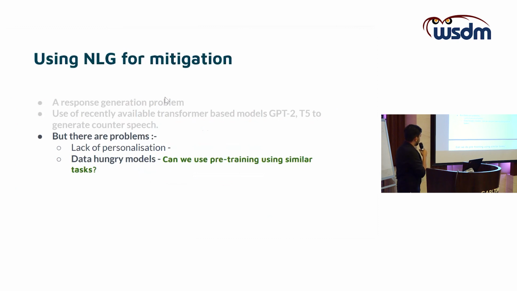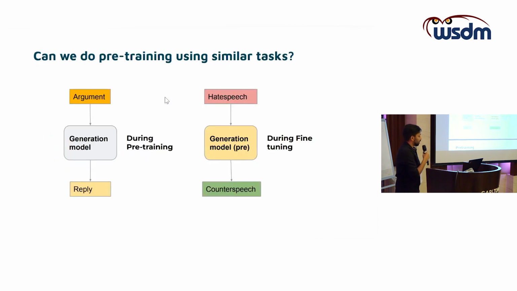So now the second problem, that is data hungry models. Now, in this task, our primary aim is to find out what we do in case we don't have much data. So we can use some similar tasks to pre-train the models first. So what can be such similar tasks? We are in the process of searching this.